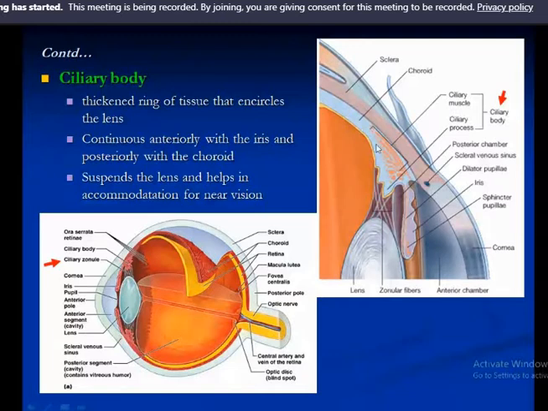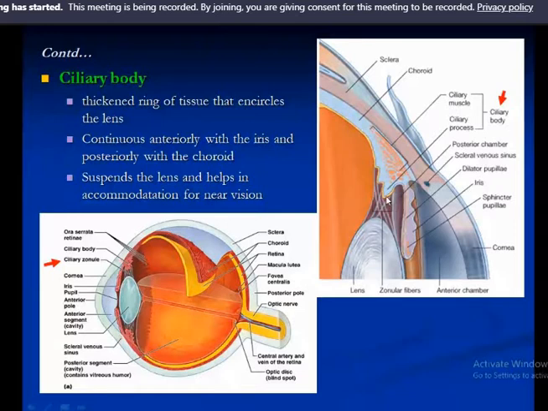Now can you see the ciliary body is over here, and in the lower part we have the lens, and the lens is suspended through the suspensory ligament of lens. You can see the suspensory ligament. Can you see the suspensory ligament? Now through the suspensory ligament, the lens is suspended and it helps in the accommodation for the near vision.